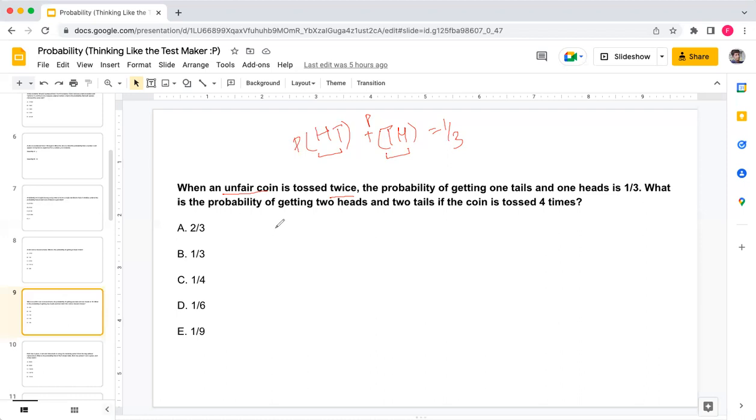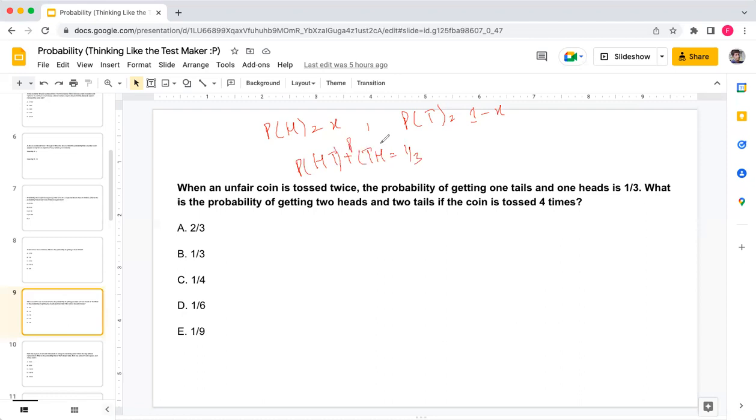The question is, what is the probability of getting two heads and two tails if the coin is tossed 4 times? So first consider, let's suppose the probability of getting head is equal to x and the probability of getting tail will be equal to 1 minus x because the whole probability is equal to 1. Now, if you see the first condition, the probability of getting one head and tail or tail and head will be equal to 1 by 3.